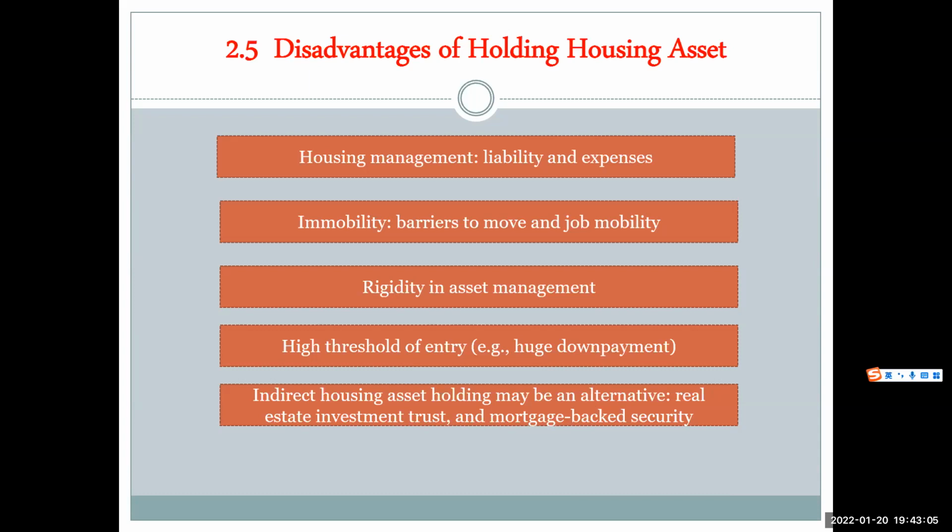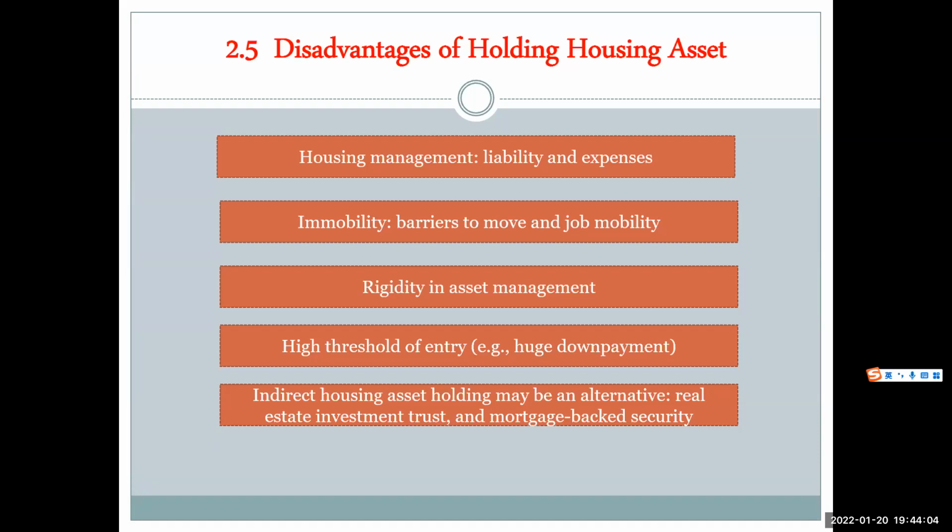I think they are also related to the attributes of housing that we've discussed last year. Because housing is not a normal commodity, right? I remember we have a question in the test, and so housing management involves liability and expenses, and also immobility. This is very important because housing is immobile. So if you hold housing assets, it will actually give you some barriers when you want to move elsewhere, or you want to change a job in another city.